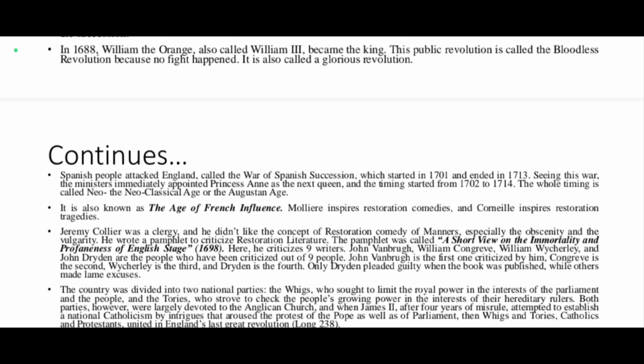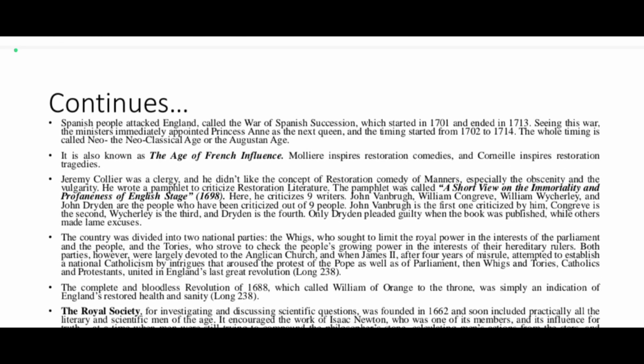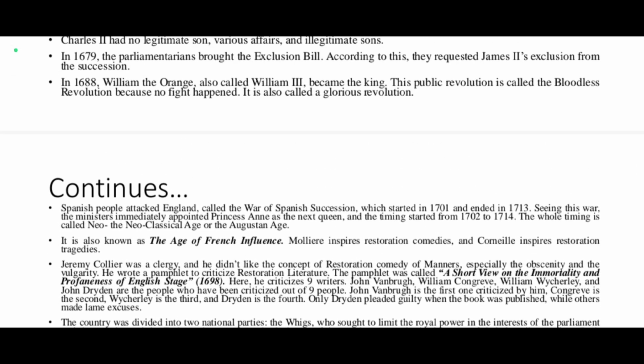Later on, the Spanish attacked England because William of Orange also didn't have any son. When he died, the Spanish attacked England, and it was called the War of the Spanish Succession, which started in 1701 and ended in 1713.